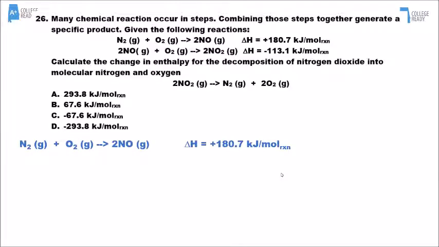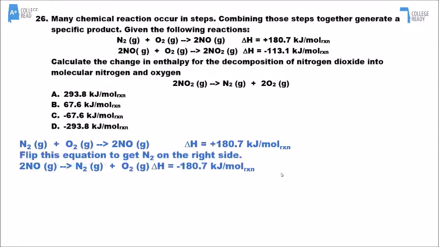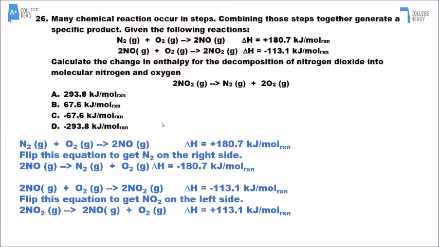So this is the first equation. If we're trying to match this to the target equation, notice we want N2 on the right-hand side. So all we do is flip the equation, and when we flip it, we also flip the sign of delta H. There's no need to multiply it by anything because there's one N2 in the original equation, and in the target equation, there's one N2. For the second equation that's given to you in the problem, notice in the target equation, NO2 is on the left-hand side, but in the equation given to us, NO2 is on the right-hand side. So we have to flip this equation, and when we flip the equation, we flip the sign of delta H.